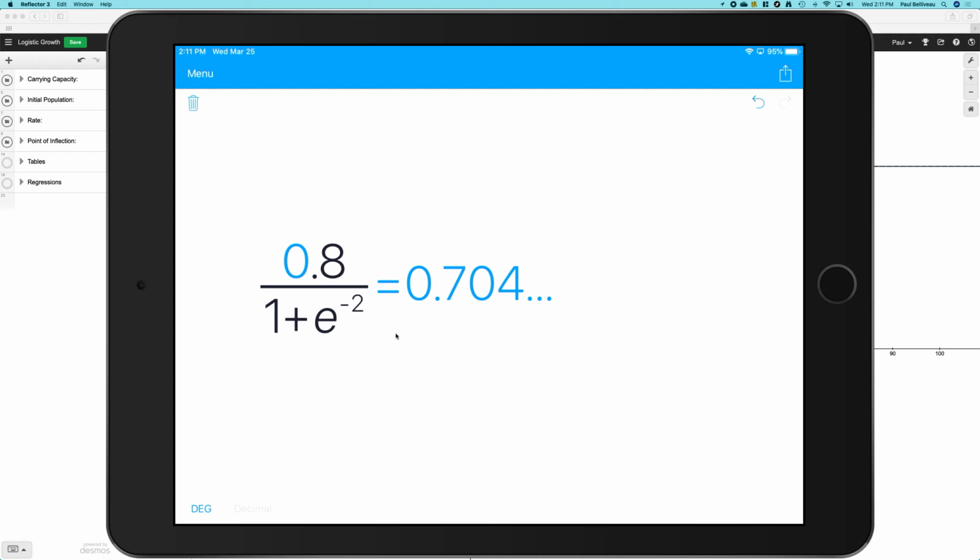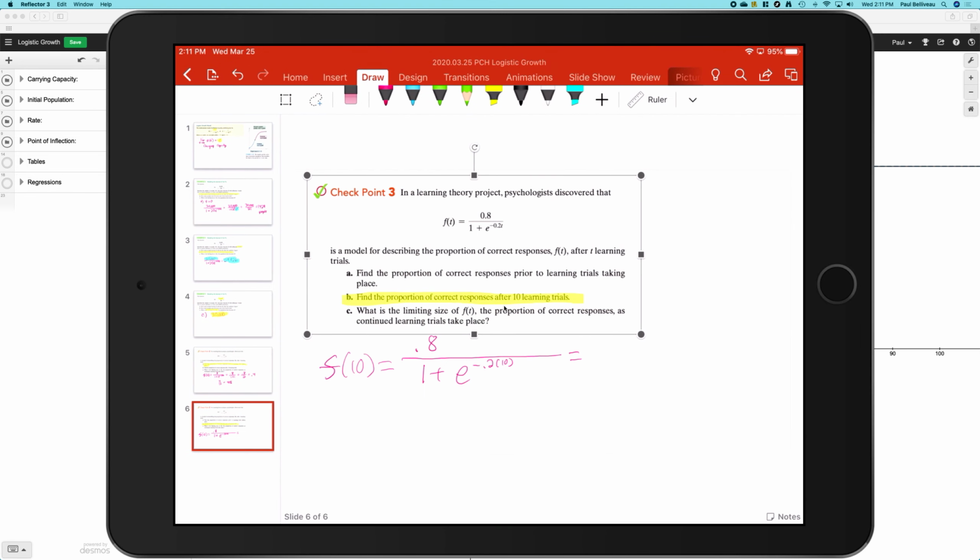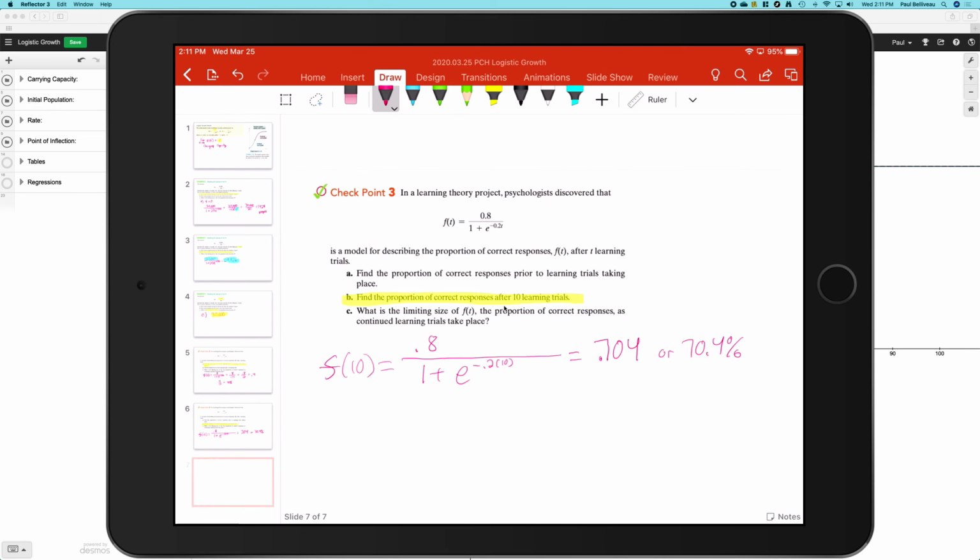That seems reasonable. Whatever the skill is, 40% of the people walk in knowing how to do it. 80% is the maximum you're going to get because your carrying capacity is on top. So after 10 tries, it looks like 70.4% of the people in your trial should be able to do whatever skill you're trying to teach them. So that is 0.704 or 70.4%. And I've already answered part C, but let's write it out just to be sure.